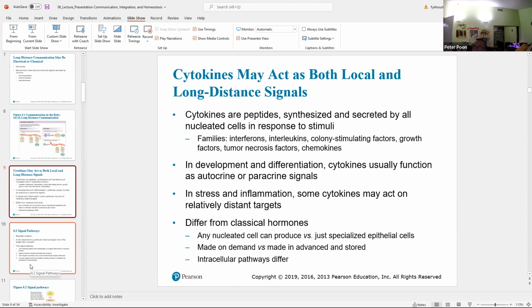Cytokines can act as both a local and a long distance signal. Cytokines are peptides, but they're really cellular communication signals of some sort. There are different families. Interferons, you probably learned in microbiology. Interleukins, you probably learned in microbiology as well, between white blood cells. Also colony stimulating factors, growth factors, tumor necrosis factors, etc.